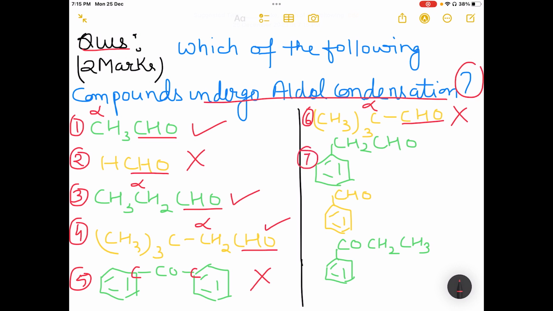Next example, functional part, alpha carbon, so aldol is possible here. In this compound we have functional group, alpha carbon but no alpha hydrogen here again, so it doesn't show aldol condensation. Last but not the least, functional part, it has alpha carbon, so it shows aldol condensation reaction.